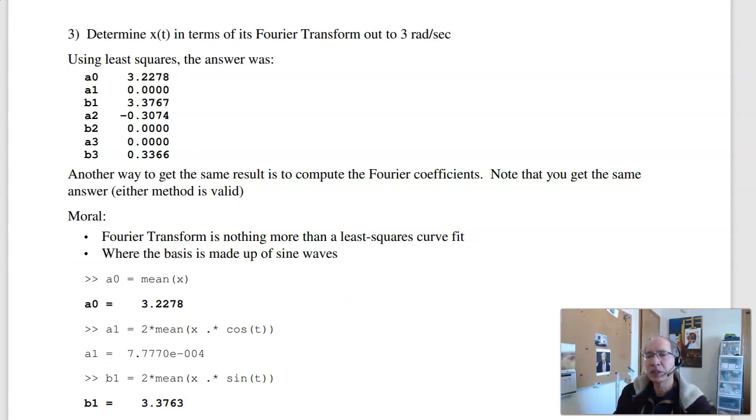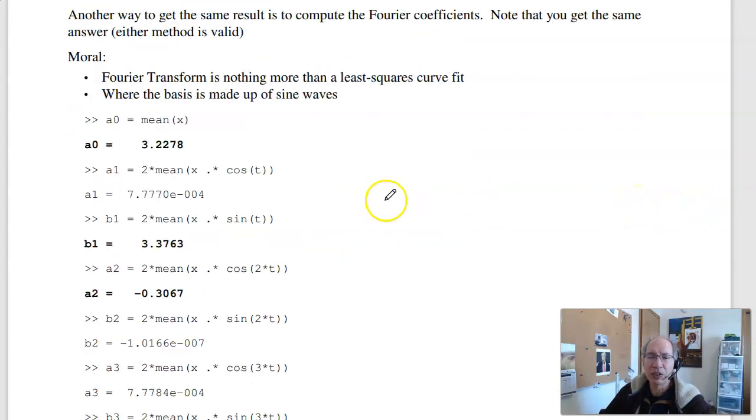Now, least squares is one way to find those coefficients. A second way that you normally do is note that this is an orthogonal basis. What that means is I can pull off the different terms one by one. To find the DC term, just find the average of x. To find the cosine of t term, find the average of x hit with cosine of t, times 2. To find the sine of t term, find the average of x hit with sine of t, times 2. The reason for the 2 is the average of sine squared is a half, so that clears out the half. This is an orthogonal basis.